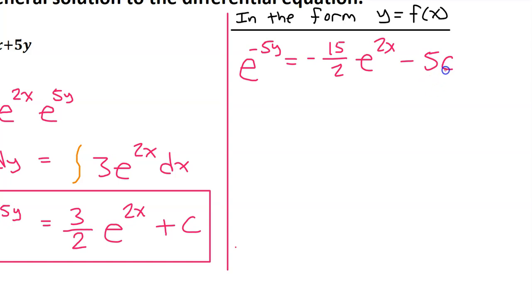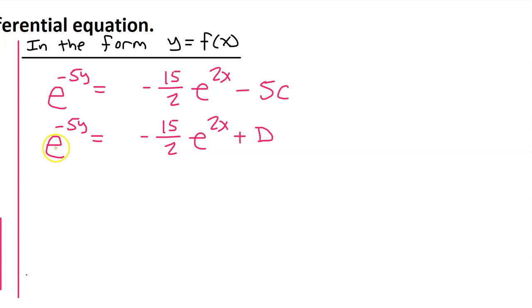c is just a random constant. Negative 5c is just another unknown constant. So let's go ahead and replace this with the letter d. We can cancel out the e by taking the natural log of both sides of the equation. So let's do ln on both sides.